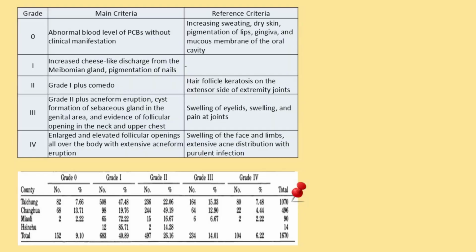And then the last one is enlarged and elevated follicular openings all over the body with extensive acneiform eruption. And the reference criteria is swelling of the face and also the limbs, and extensive acne distribution with purulent infection.